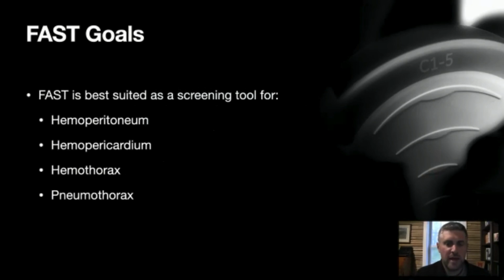So with that being said, as we recap things here, we looked at 4 different cases that showed some nuances to the FAST exam, but we go back to the basics, right? The FAST exam is best suited as a screening tool for these 4 things: hemopericardium, hemoperitoneum, hemothorax and pneumothorax, right? And if we keep this in context and look for those specific places that we've identified over the course of this talk as potential trouble spots, I think we'll really take our exam from a good to a great exam. And that's really the goal of what we're trying to do, is just be the best that we can be for our patients.